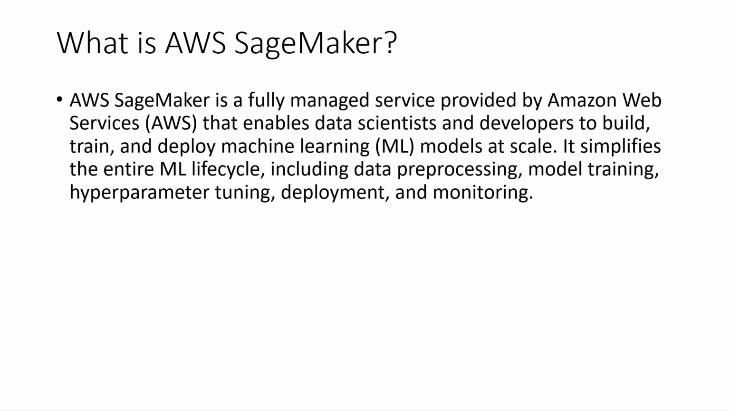So to overcome all those things, AWS has provided AWS SageMaker, which will help us to build, train, and deploy machine learning models at scale. That is, it can scale up and scale down based on the data we provide. Fine. So it simplifies the entire ML cycle, including data processing, data training, hyperparameter tuning, deployment, and monitoring.